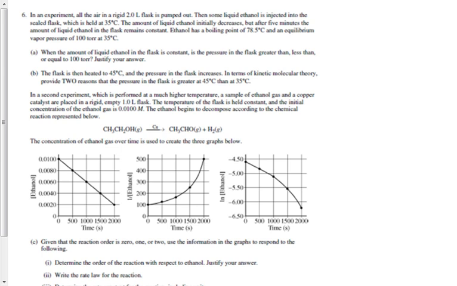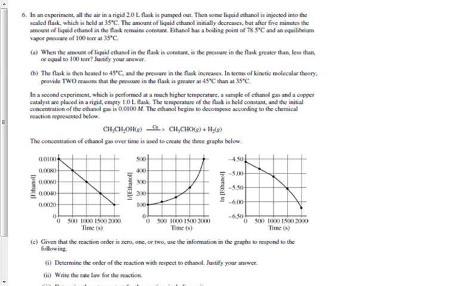All right. In an experiment, all the air in a rigid 2-liter container is pumped out. Then some liquid ethanol is injected into the sealed flask, which is held at 35 degrees. The amount of liquid ethanol initially decreases, but after 5 minutes, the amount of liquid ethanol in the flask remains constant. Ethanol has a boiling point given, and an equilibrium vapor pressure of 100 torr. So you have no idea yet what you're doing. It just gives you some information.